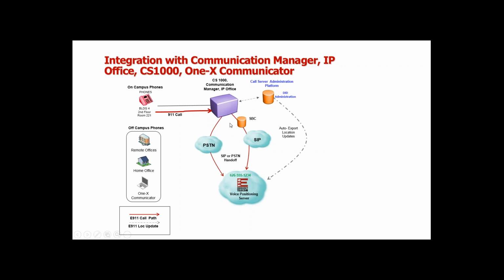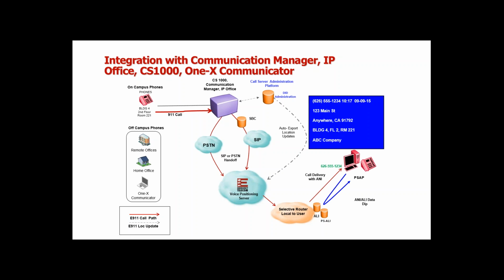Once the call actually does come to our voice positioning server, we're going to match up this phone number with the database that we have. We're going to say, okay, this phone number is located at this address, on this floor, maybe in this building. And we're going to route that call to the correct selective tandem router that's local to the user. Then that call is going to get pushed on to the correct servicing PSAP, where they'll do a data dip and say, oh, this phone number is located here, and they'll get a screen pop with the location information of where that call is coming from.